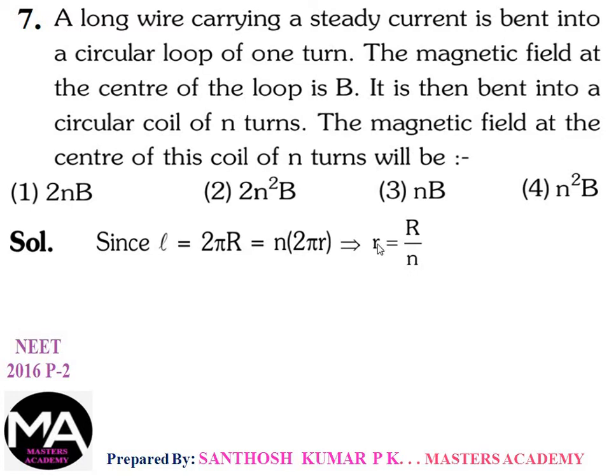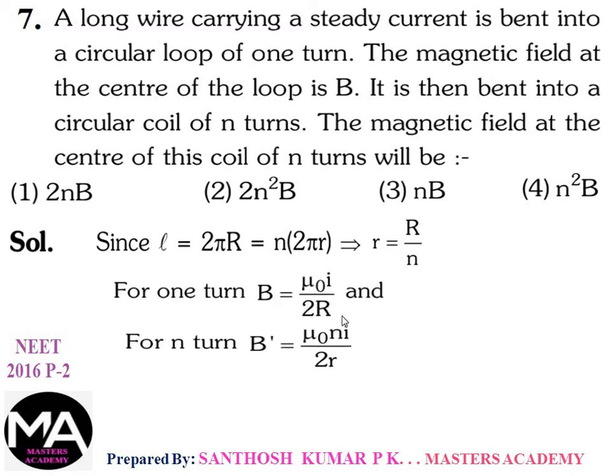That is, the radius of the circular coil with n loops is equal to R by n. Therefore for 1 turn B is equal to mu naught into I by 2R. For n turns B dash is equal to mu naught into nI divided by 2r. On substituting, B dash is equal to mu naught into nI by 2r, where r is R by n. Mu naught into nI by 2R by n. N comes to the numerator, mu naught n square into I by 2R. It is equal to n square into mu naught I by 2R, which is nothing but B. The option is the fourth one, n square into B.